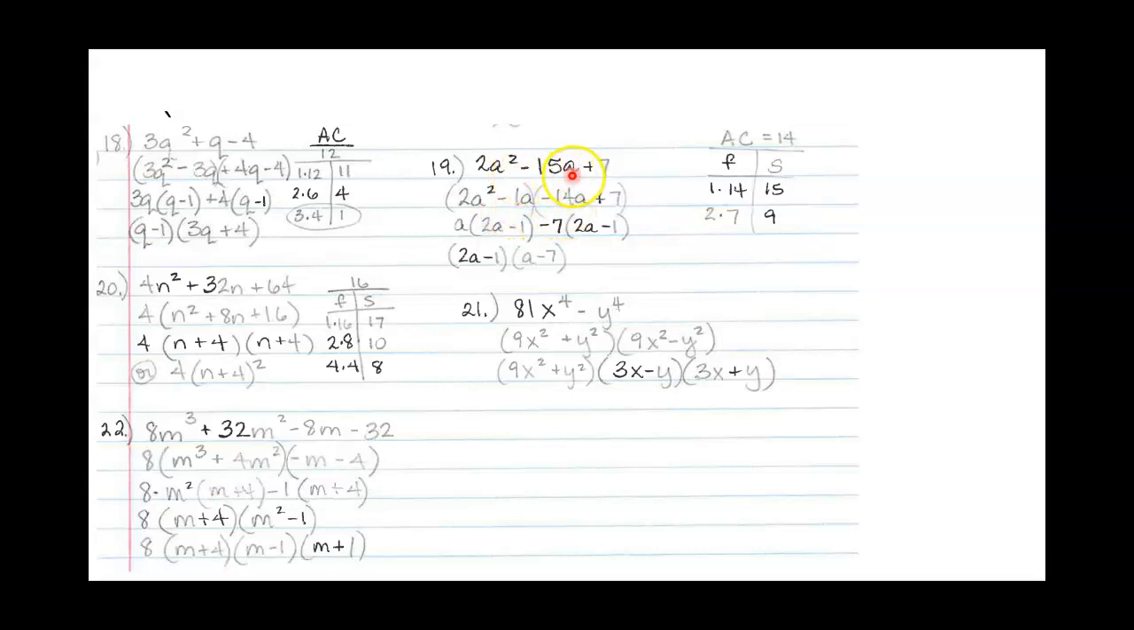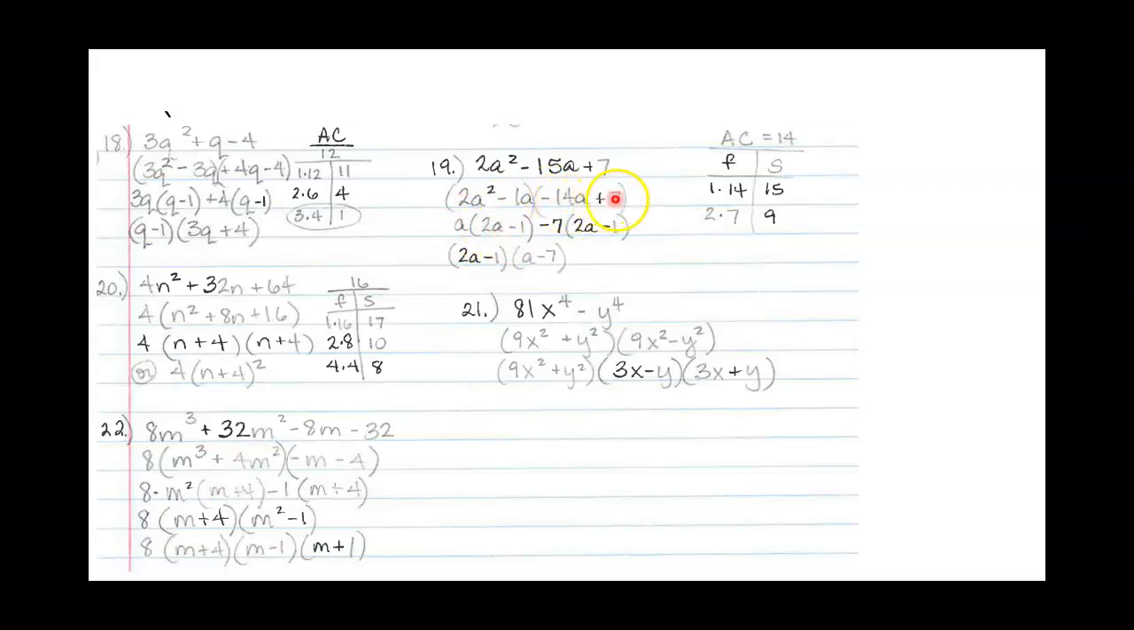So I'm going to replace negative 15a with negative 1a and negative 14a. Don't forget your variable a. Group your first two terms and group your last two terms. Be sure you include the sign of that third term when you group. So in my first two terms, I can take out a greatest common factor of a, and I would be left with 2a minus 1.